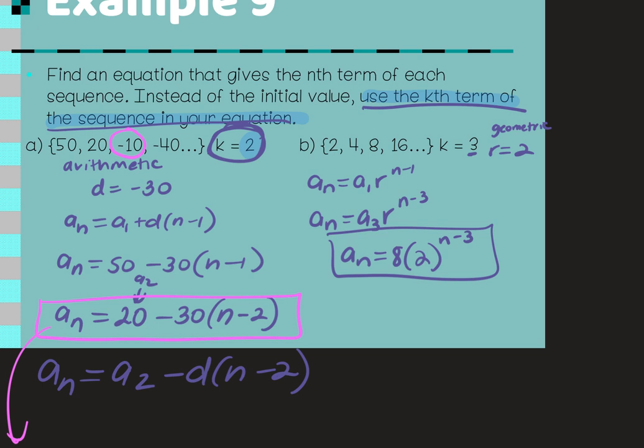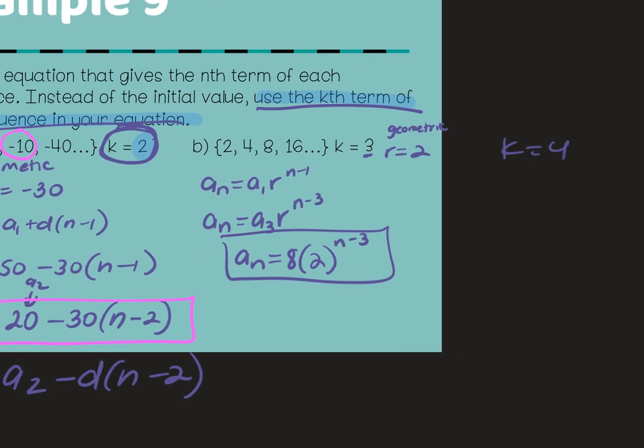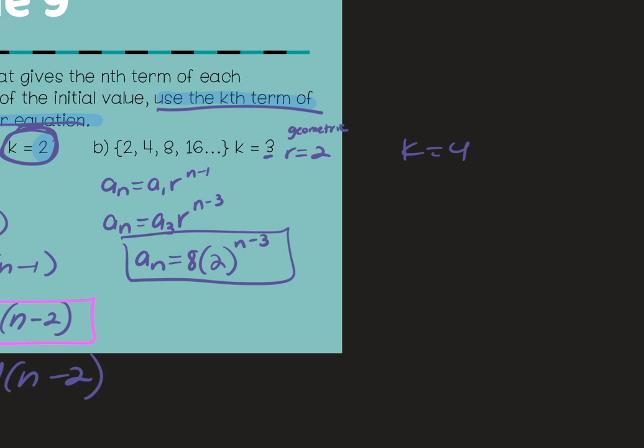If it had said k equals 4, what would it look like? 16 times 2 to the n minus 4. Good. Those to me are the most confusing ones. Those and the ones where they jump. If you jump and it's geometric, that tends to be what hangs people up a little bit on this section. So be really careful. Questions? Okay.